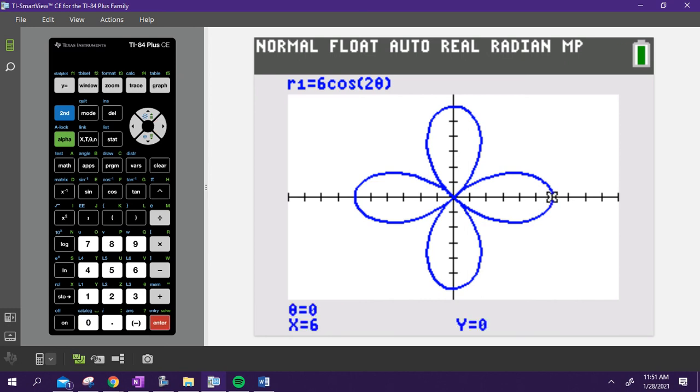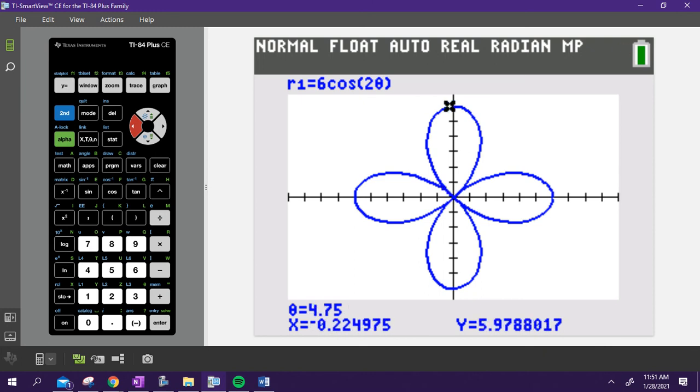So let's think about it. If we started here, this right here is the first time my radius is 0. So that would represent pi over 4. We go around again, we hit the center again. That would be like 3 pi over 4. We go around again, we hit the center again. That would be like 5 pi over 4. We go around and hit the center again. Oh, that would be like 7 pi over 4.